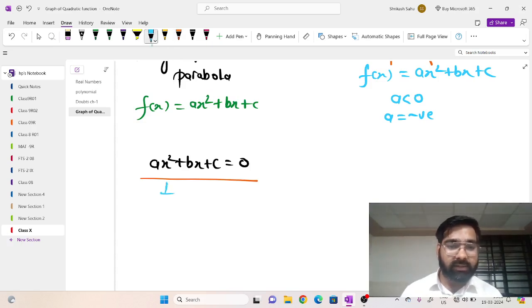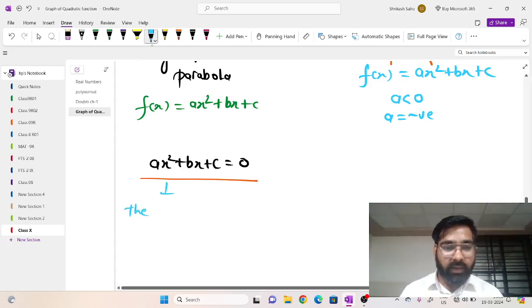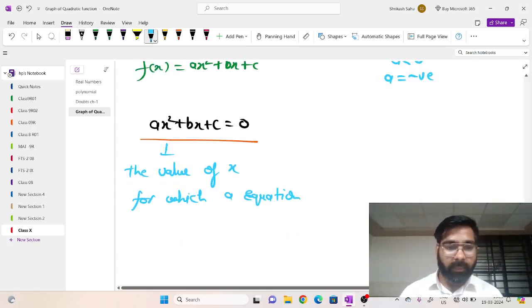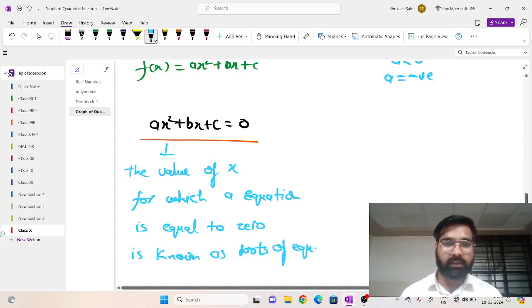So here we can say the values of x for which the equation is equal to 0 are known as roots of the equation.